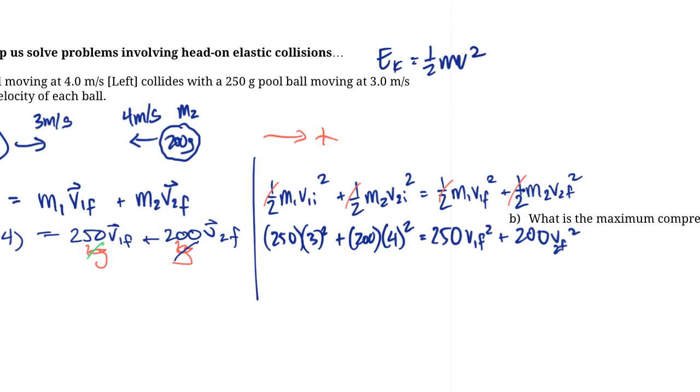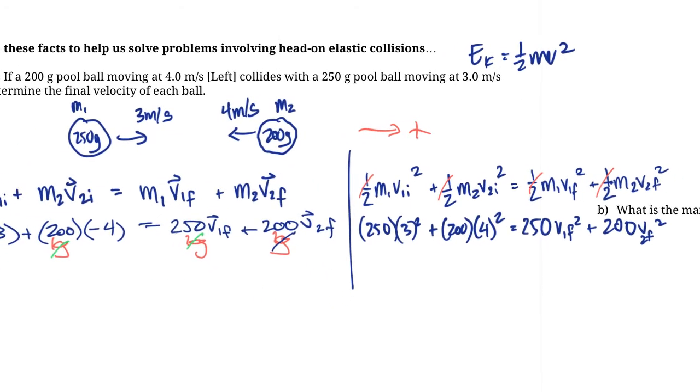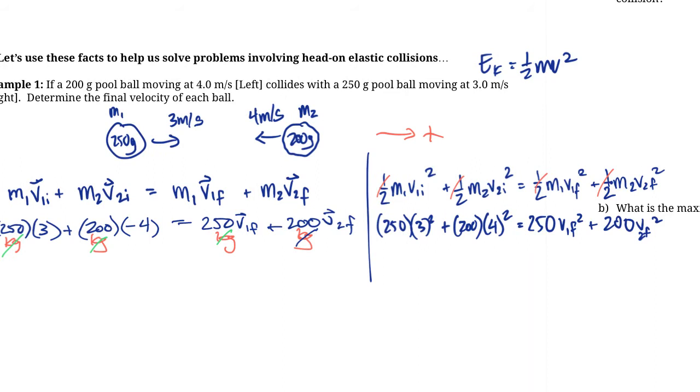Now, both of these equations are going to be true, right? They're both going to be true. So now that we have two true equations, we should be able to do some algebra and solve for V1F and V2F, right? You're going to need to do some substitution or some elimination, and then it turns out you're going to get a quadratic at the end, so you probably can't factor it, so you're probably going to have to use the quadratic formula. It's a lot of work.